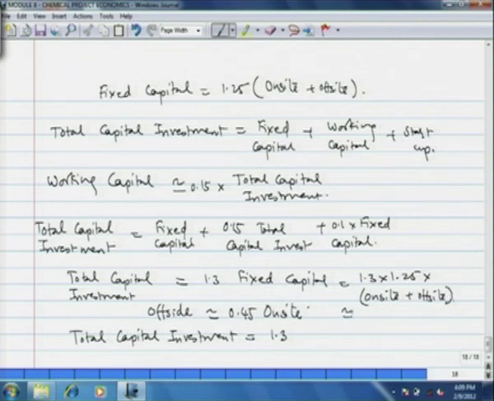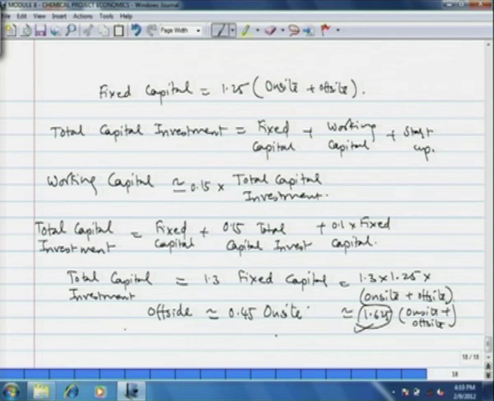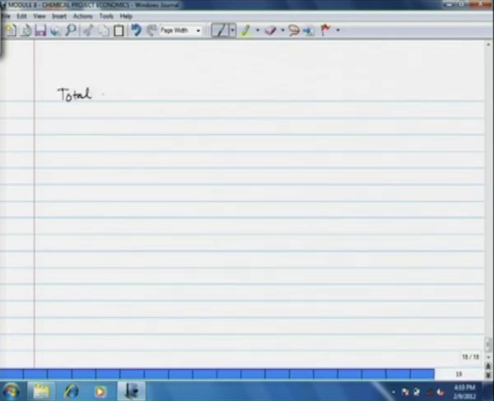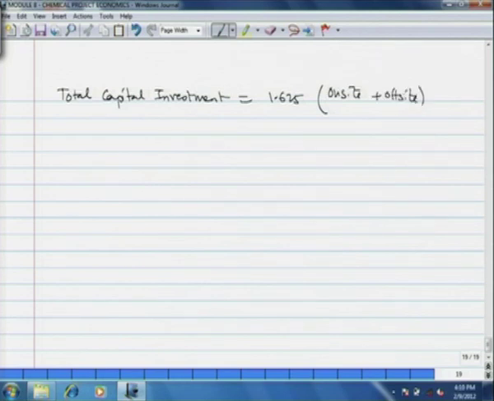Okay, so this is typically 1.625 times the on-site plus off-site cost. Total capital investment is 1.625 times this. So now we go further and substitute the off-site cost in terms of on-site cost. Total capital investment is 1.625 times on-site plus off-site cost, that is 1.625 times on-site plus 0.45 times on-site cost, and then this is 2.36 times on-site cost.